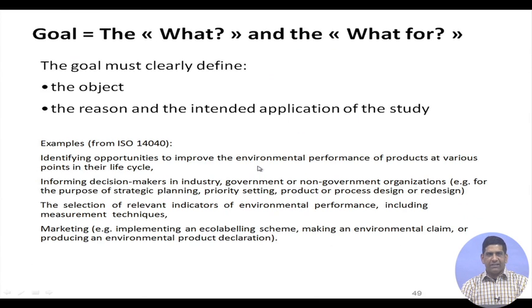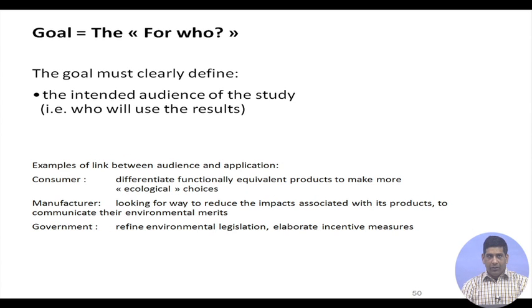So we looked at this slide already in terms of what the goal means and what it is for. The goal must clearly define the object of this study, as well as the reason and the intended application of this study. The goal must also clearly define the intended audience. The other part of the goal is for whom we are doing this study. Who is our intended audience?